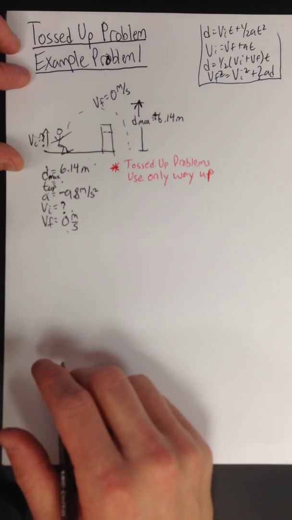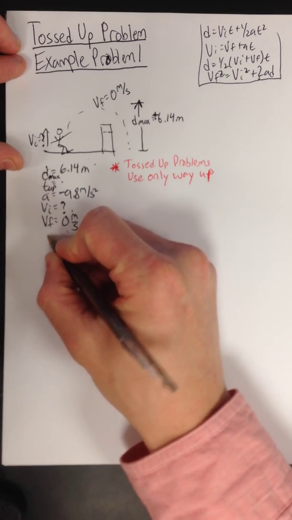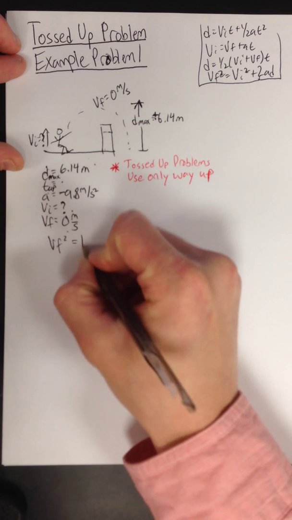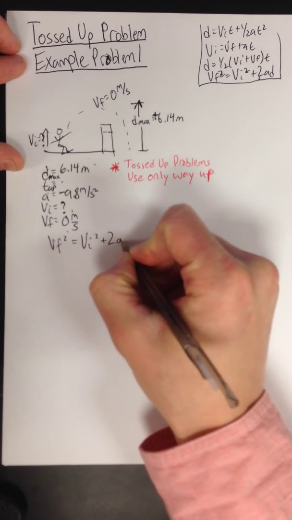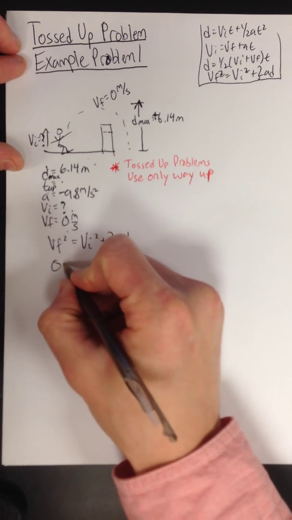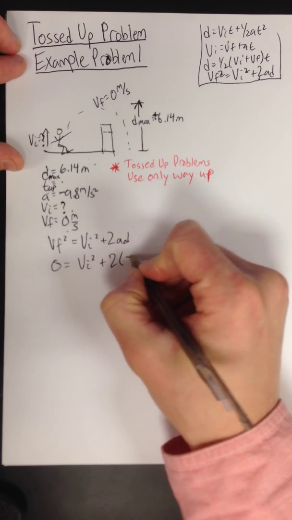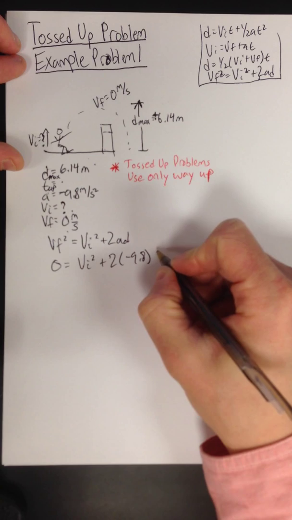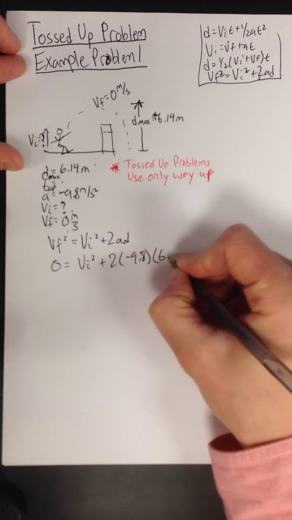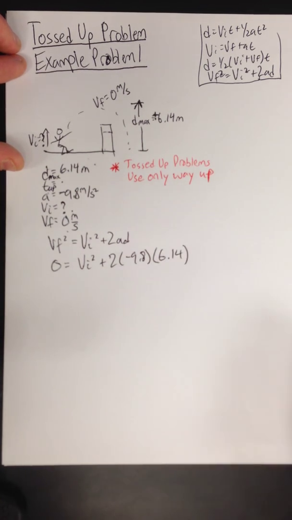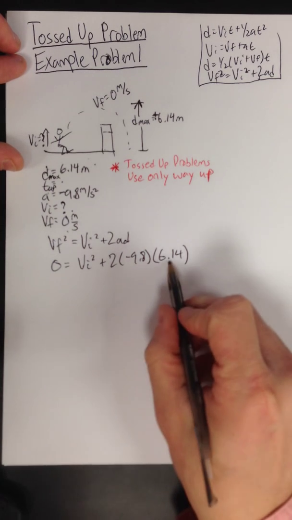It's the only one without time in it. So we're going to choose our fourth equation. We'll plug in and solve. Vf is 0. Vi is unknown. Negative 9.8. Do not forget the negative. And your distance is a positive because it's covered upwards.